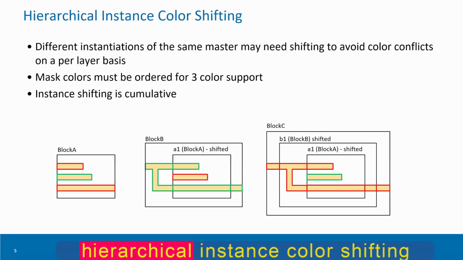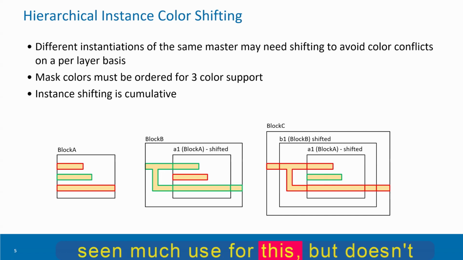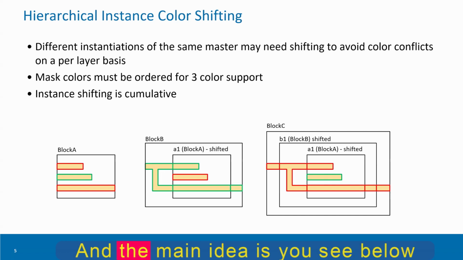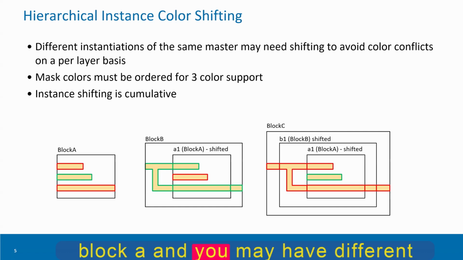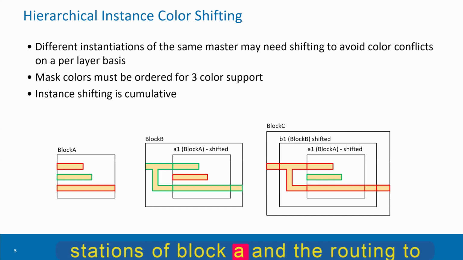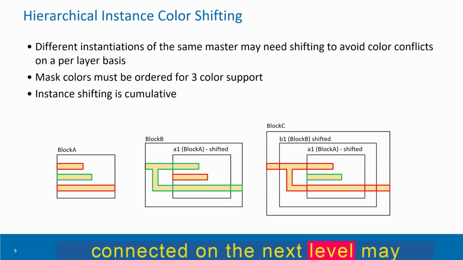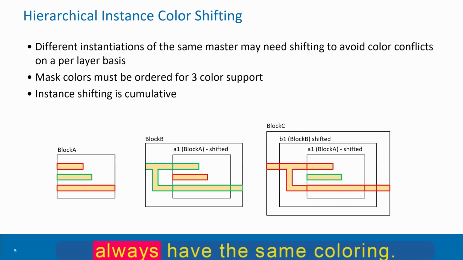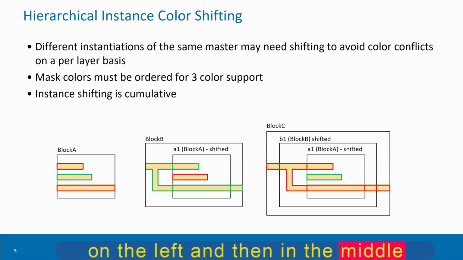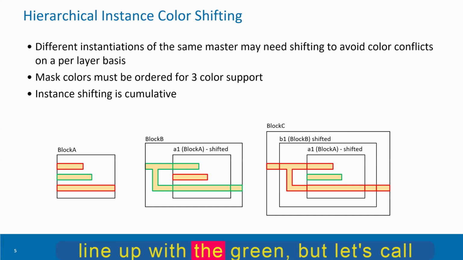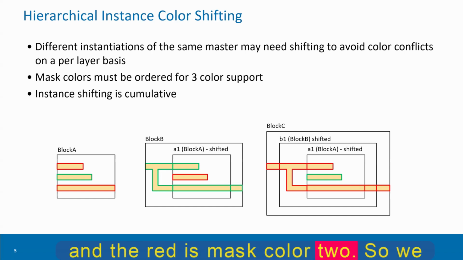One of the bigger ones is the hierarchical instance color shifting. Now, we haven't seen much use for this, but that doesn't mean that it's not used elsewhere. The main idea is, you see below, we have three blocks. You have block A, and you may have different instantiations of block A, and the routing to it, or however it's connected on the next level, may have different coloring. It may not always have the same coloring. So you see block A is here on the left, and then in the middle, you'll notice that A1 is shifted to line up with the green. Let's say the green is mask color 1 and the red is mask color 2.